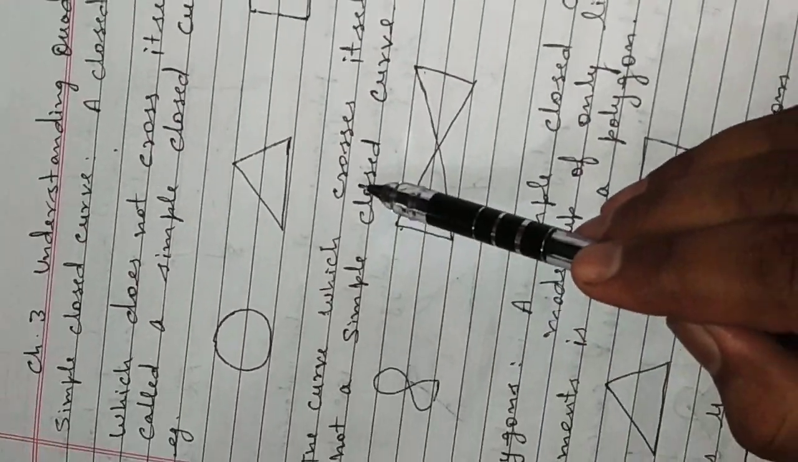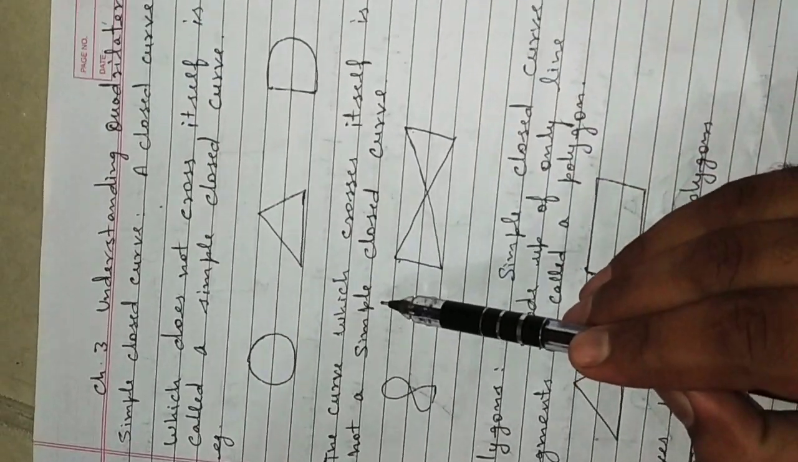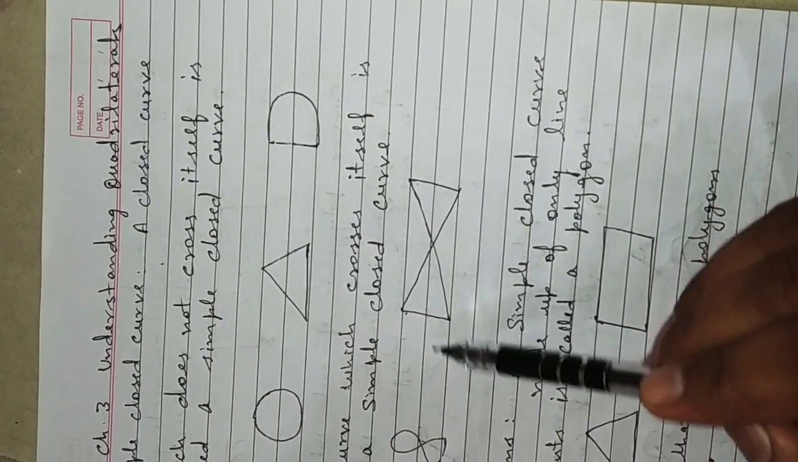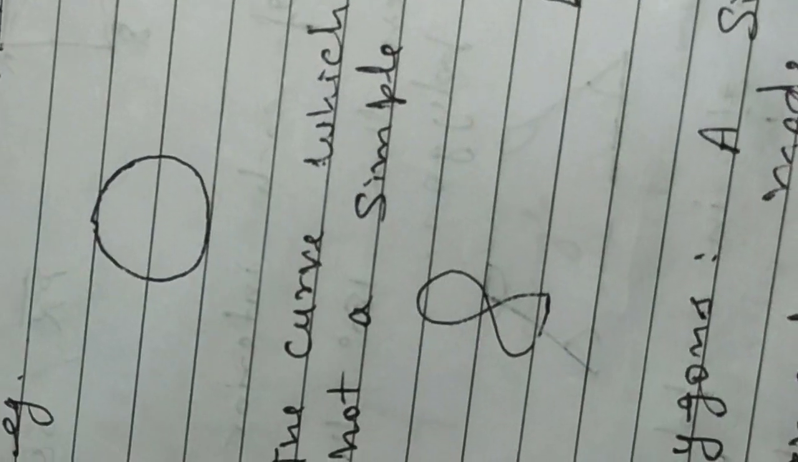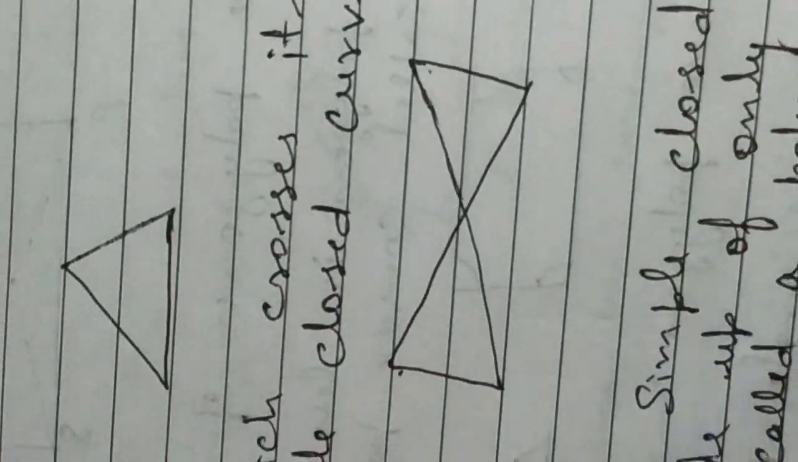A curve which crosses itself is not a simple closed curve. So these are not examples of simple closed curves, as they cross themselves.